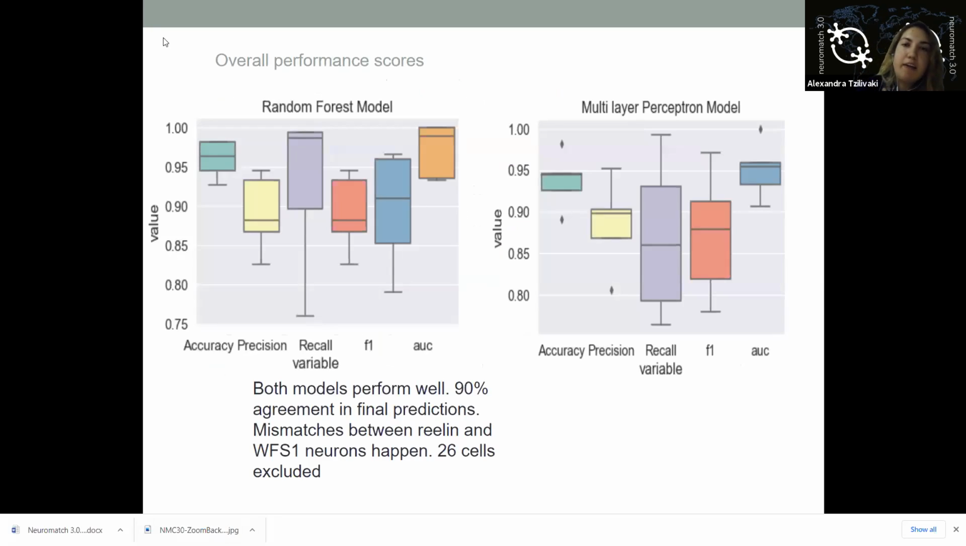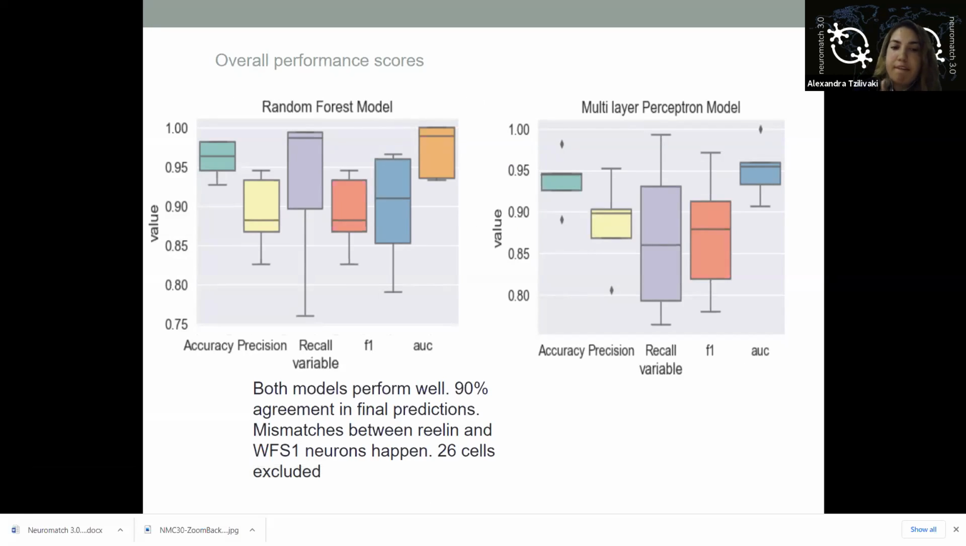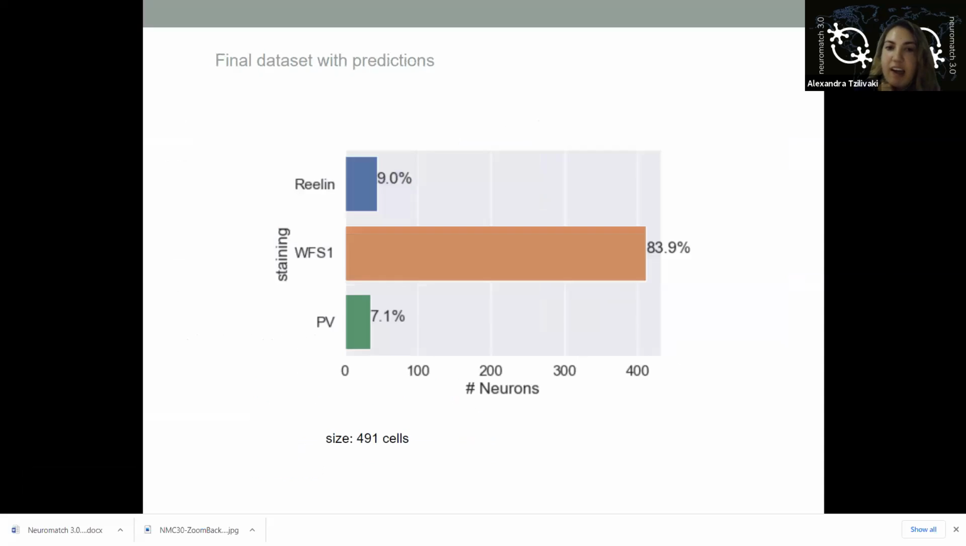Here are also some more performance scores, precision, recall, F1 and the AUC score average, shown in the box plot across many different random trials. So we are pretty much confident that we can use these models. And here is the final version of our predictions.